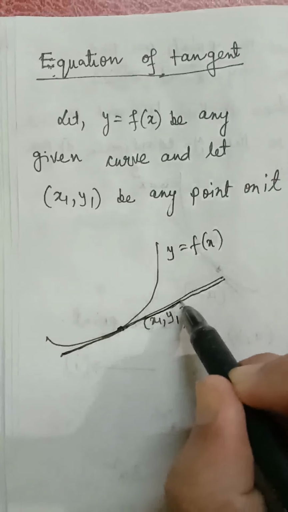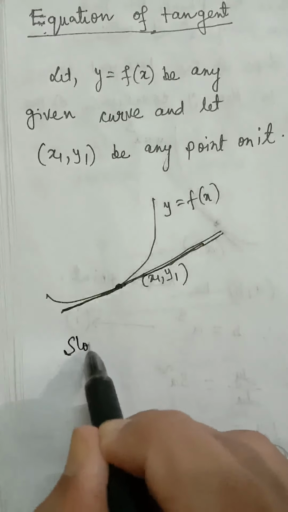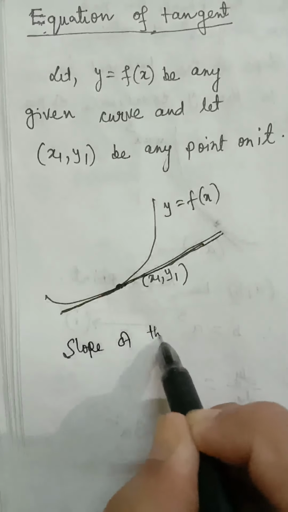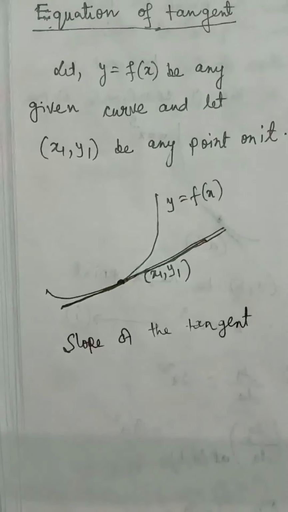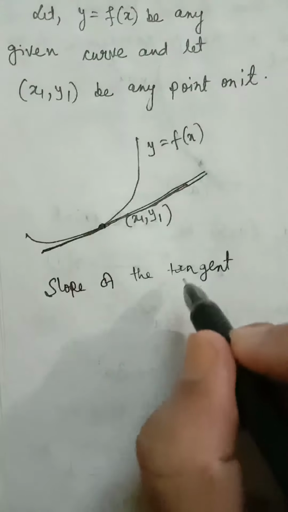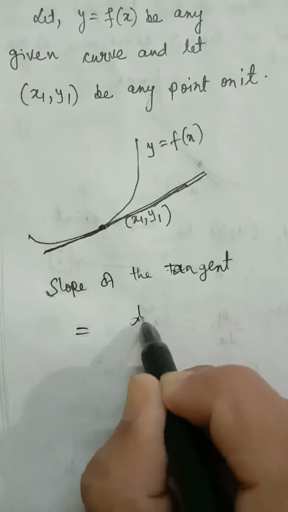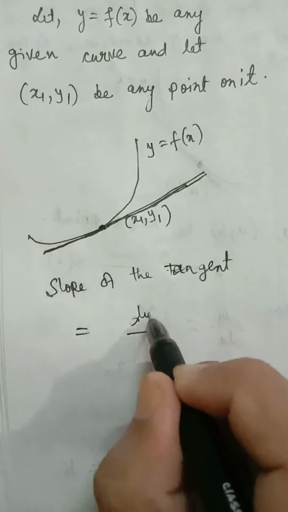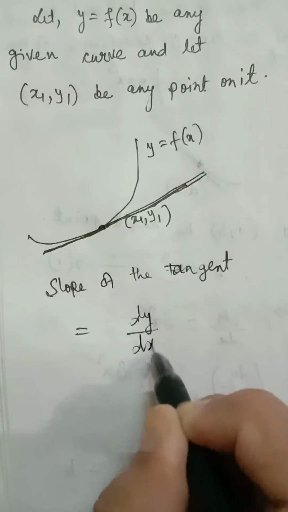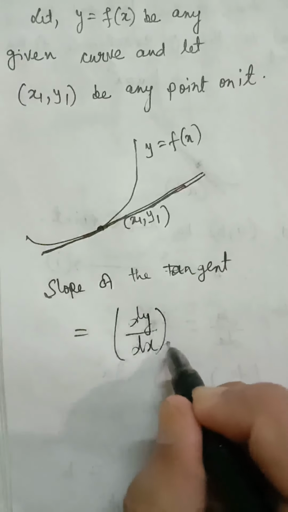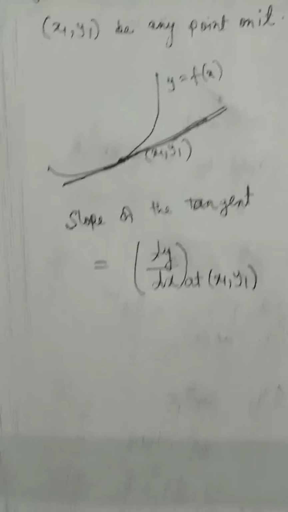Okay, this is one line. Now the slope of this tangent is equal to... In the last class we have done how to find the slope of a tangent. Slope of the tangent is equal to dy by dx. This is the tangent at the point (x1, y1), so the slope of the tangent is dy by dx at (x1, y1).